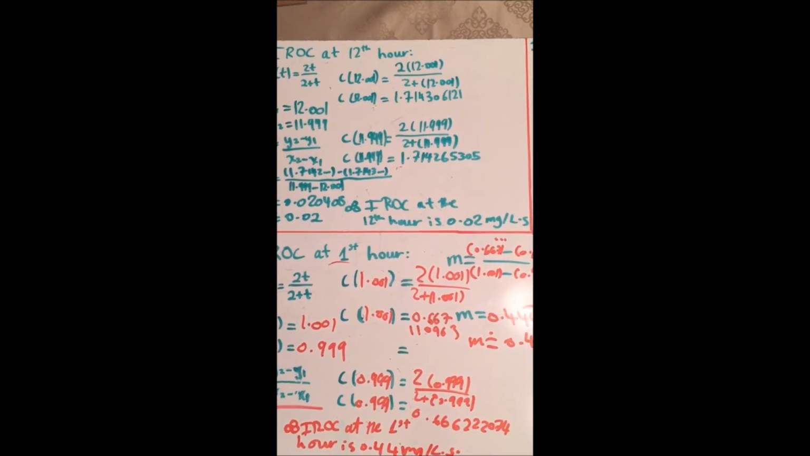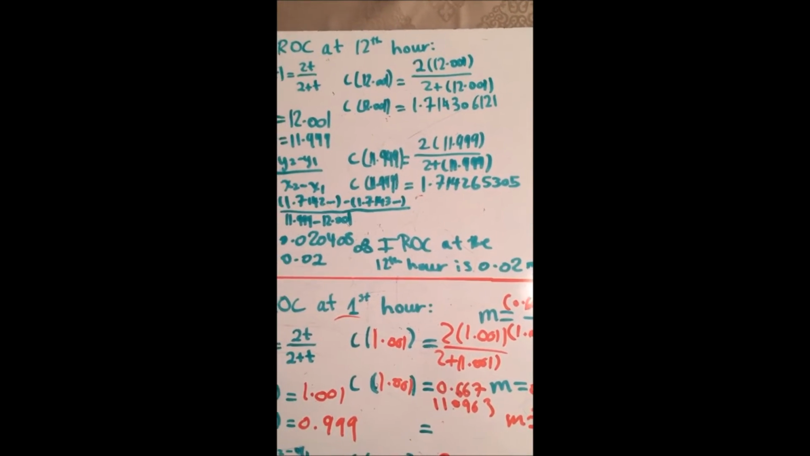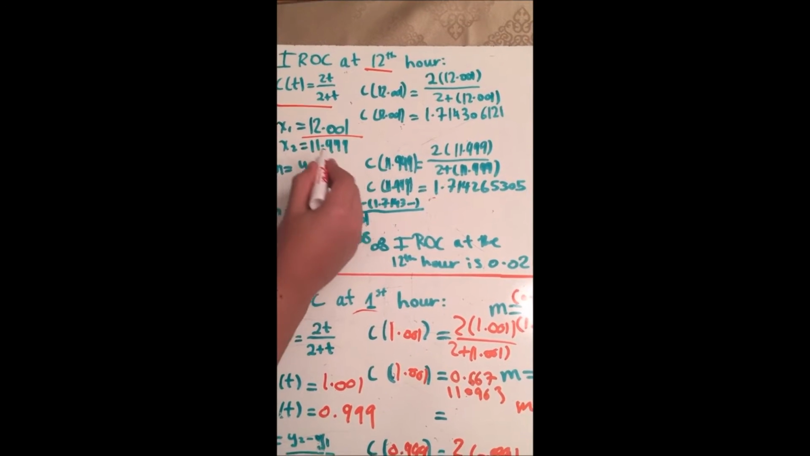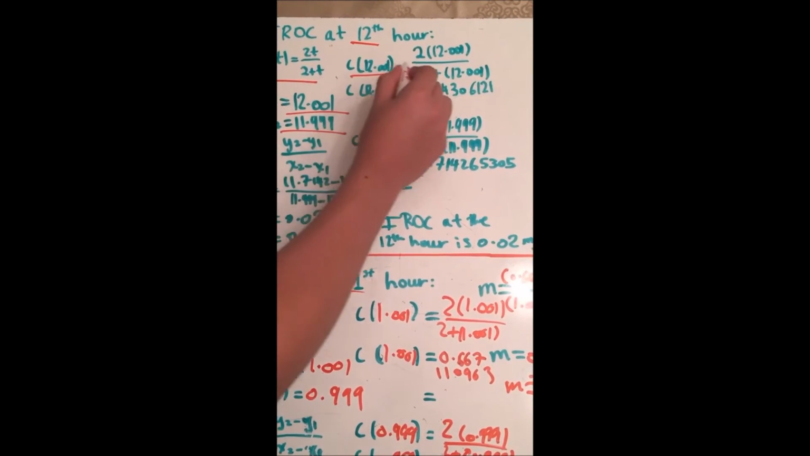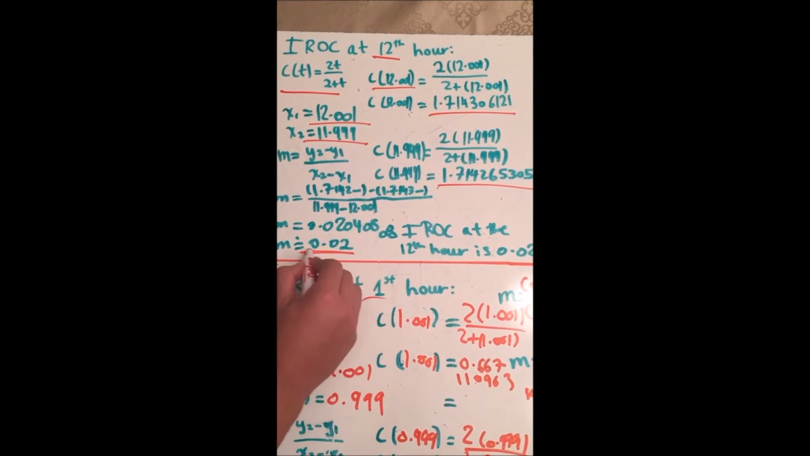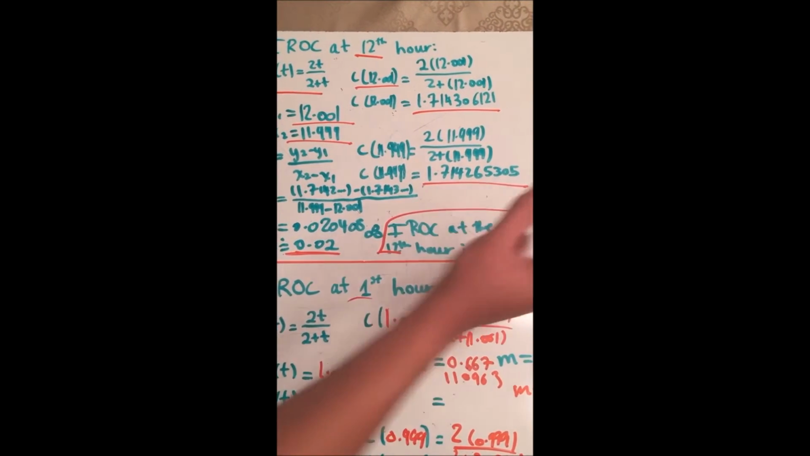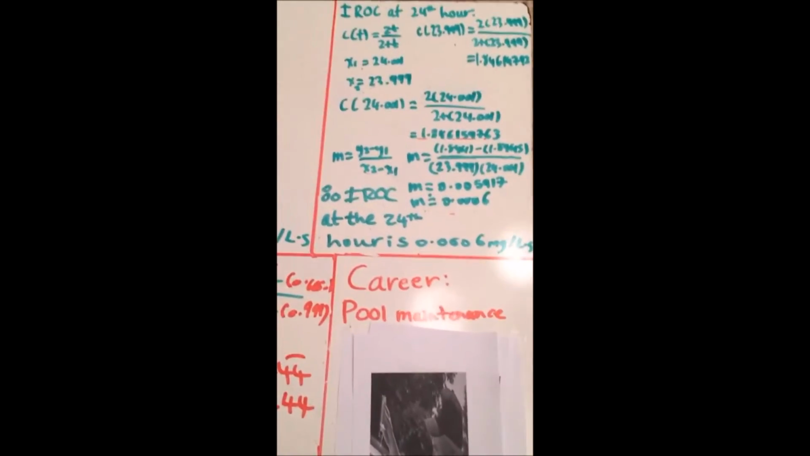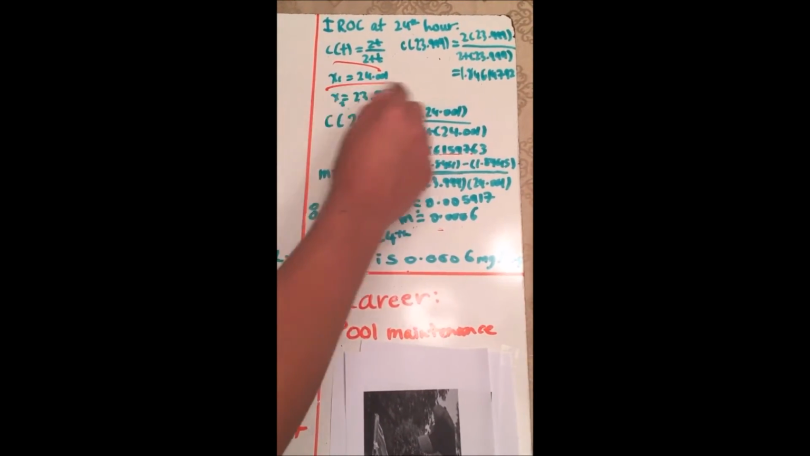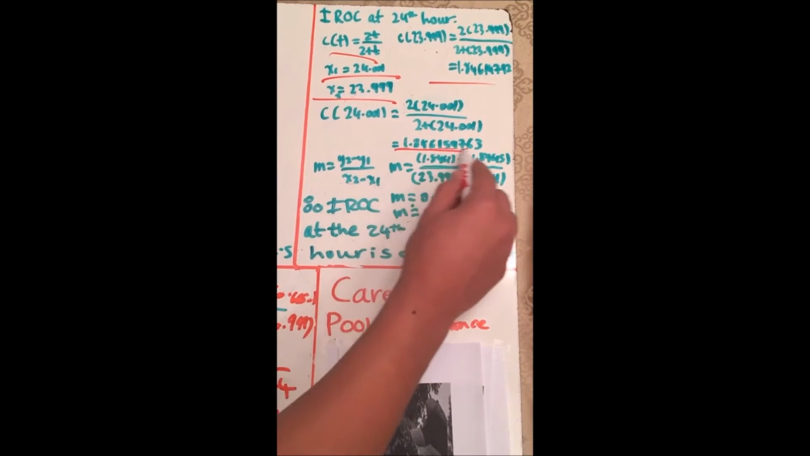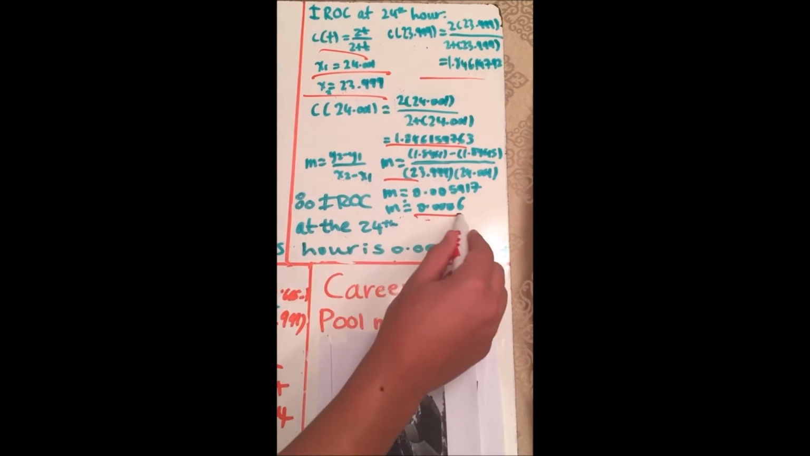Now we'll go to our 12th hour one up here. And I wrote out everything. I'll just explain my steps again. We have our equation, we have our 12th hour, we add 0.001, we subtract 0.001, plug into the equation, get y2, get y1, slope equation, we have our slope, we have our concluding statement. We'll now go to our 24th hour one at the top right, and same thing: equation, plus 0.001, minus 0.001, y2, y1, slope equation, we have our slope.